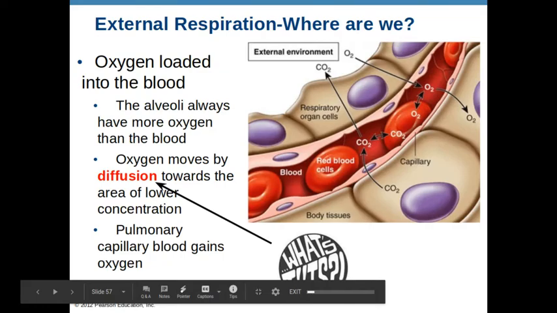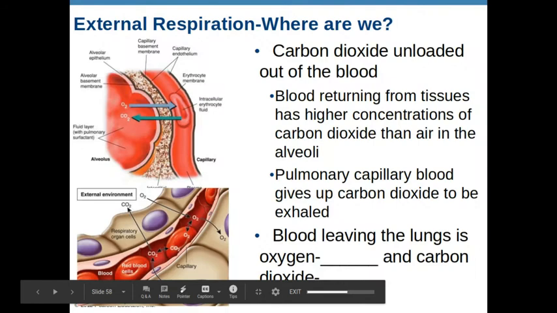So this diffusion of CO2 and O2 at this respiratory membrane is basically what we're able to do when we have hemoglobin being transported on the red blood cell. And then as far as CO2 transport within the blood, we'll talk about that in just a moment.